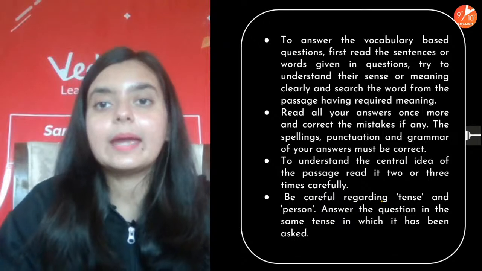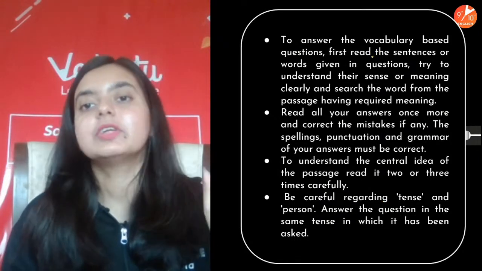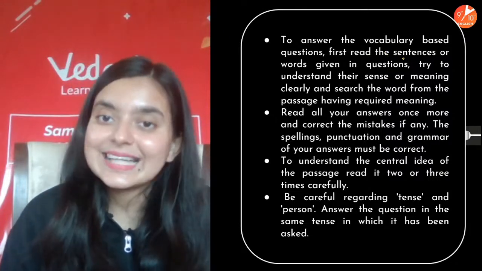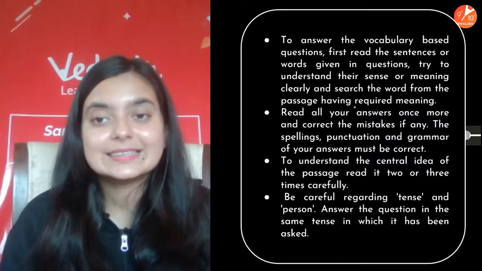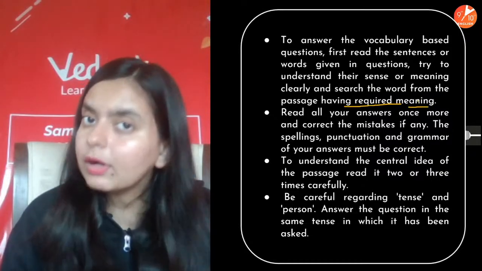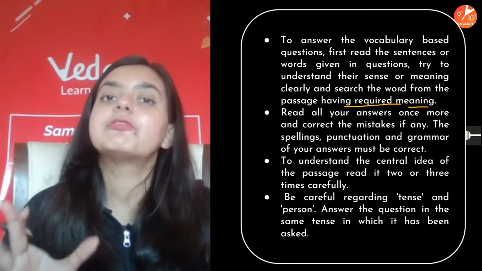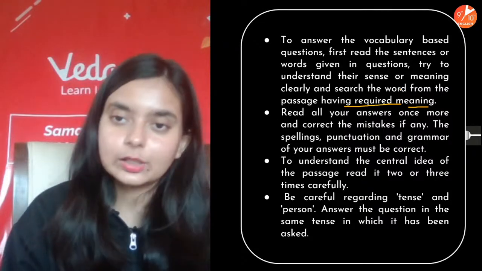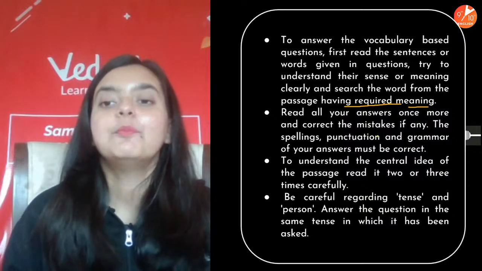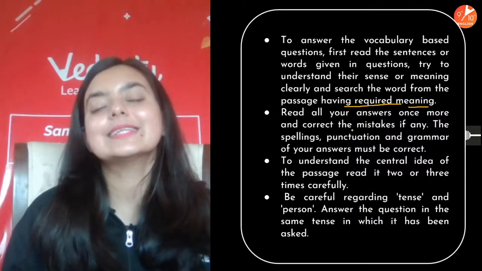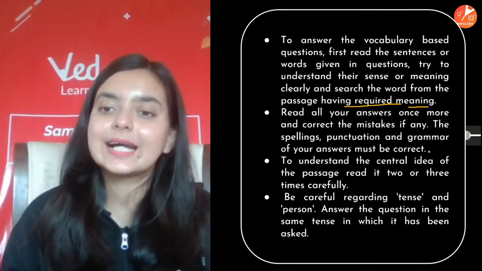Let's move ahead with the vocabulary based questions. So when you have to answer any question which is related to the vocabulary, read the sentences and the words, try to understand their sense, and search the word from the passage having the required meaning. And as I told you, in case you're not very familiar with the word, what you do is read the sentences before and after them. You will get the context clues. Okay? Read all your answers once again. Before you submit, please go through your work so that there is no spelling, punctuation, and grammatical error.